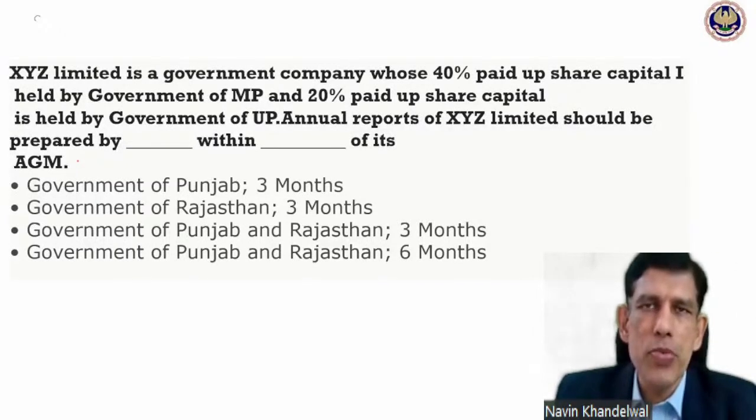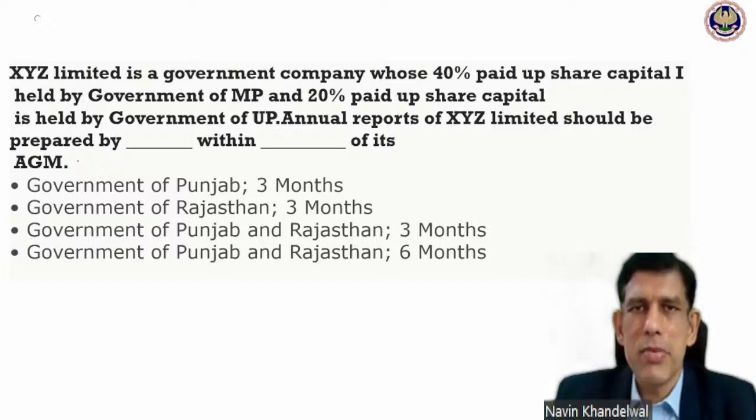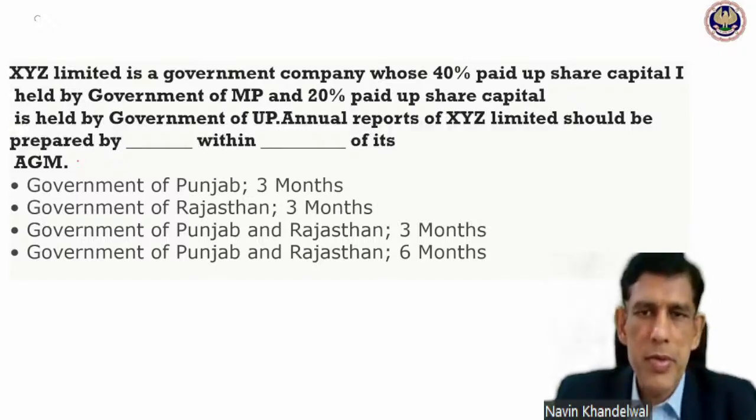Again, for government companies, we have gone through where there is more than one state government member, then they have to prepare a report. Each state government has to prepare a report within 3 months from the end of the AGM date, and it is to be presented to both the houses of the legislature, by both the governments.